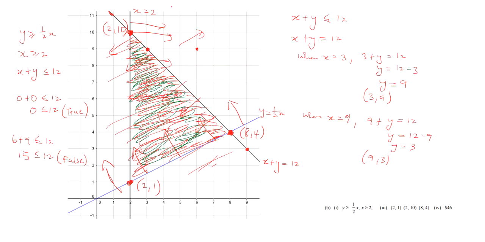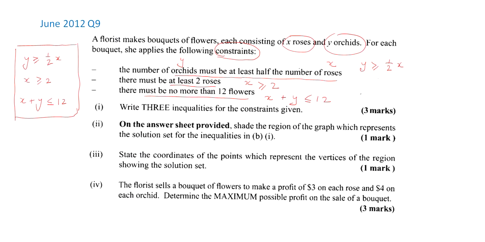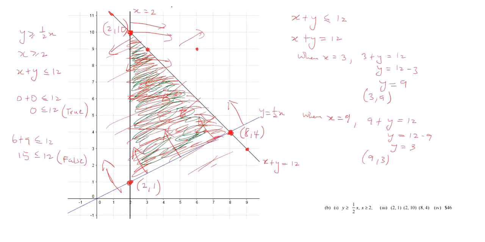Now, I have a better diagram here. This region here represents our solution set, right? Now, what else did the question ask us? They said, state the coordinates of the points which represent the vertices of the region showing the solution set. So we just did that. The coordinates are 2, 10, 8, 4, and 2, 1.